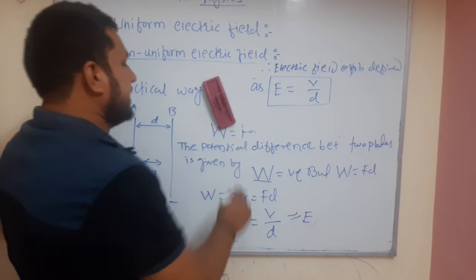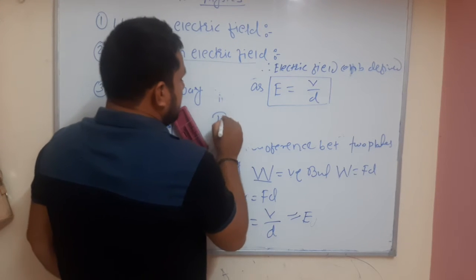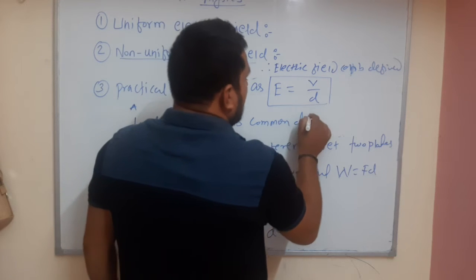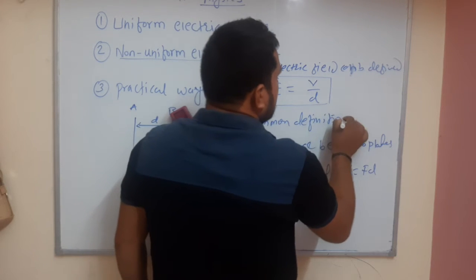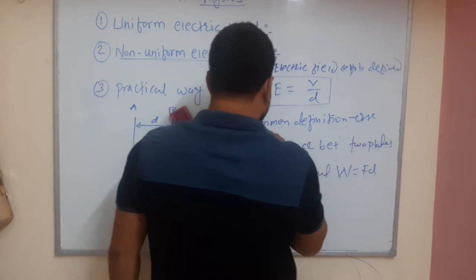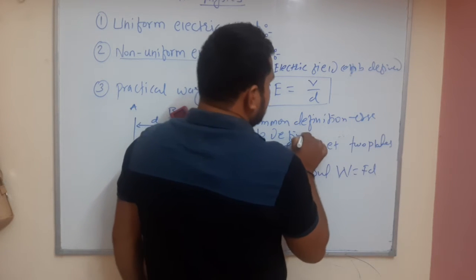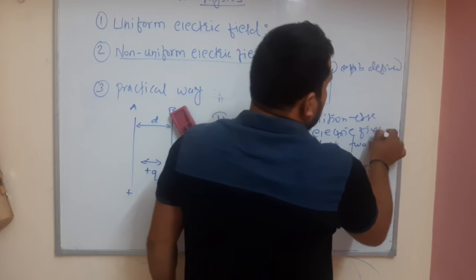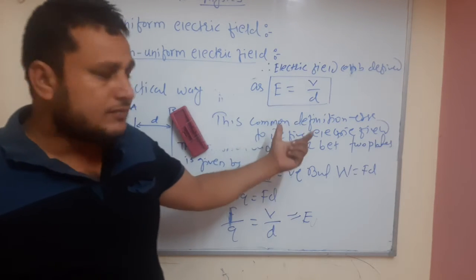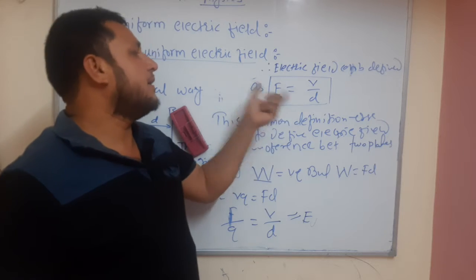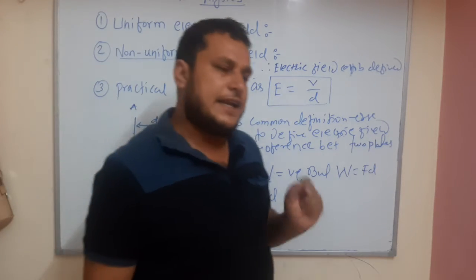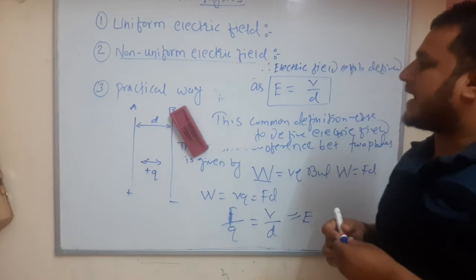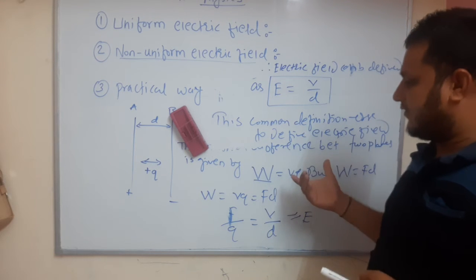Now we can say this is a common definition used to define the electric field. This is a common equation or common definition to define the electric field. It's very simple to understand, a practical way of the electric field.